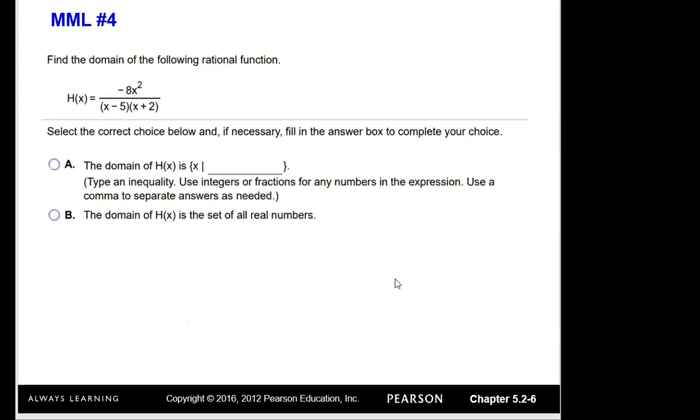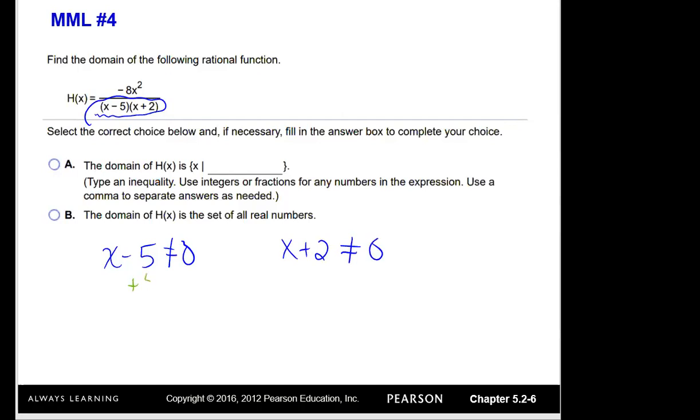So at this point, I went to my math lab. And this is number 4. It says find the domain of the following rational function. So you are going to simply take the denominator, each piece, and say, well, x minus 5 is not allowed to equal 0. And also the x plus 2 is not allowed to be 0.